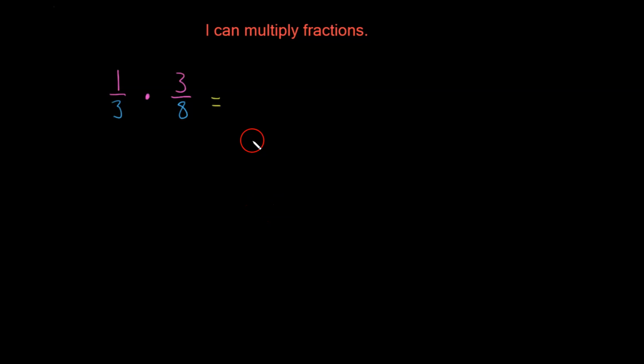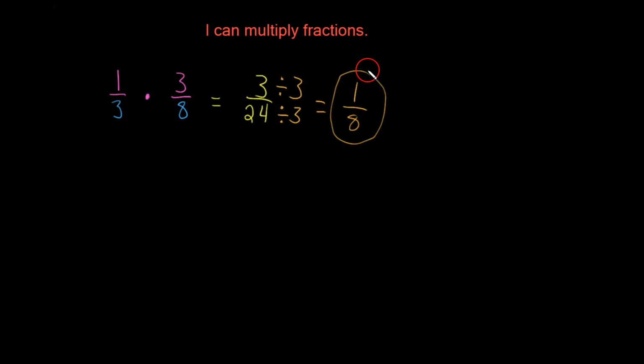So all that we need to do is multiply our two numerators together, which is 1 times 3, and we get 3 from that. 3 times 8, that is 24. And we get 3 over 24. However, we can simplify this, so we can divide 3 out of both of these. 3 divided by 3 is 1. 24 divided by 3 is 8. So we would get 1/8 as our answer.